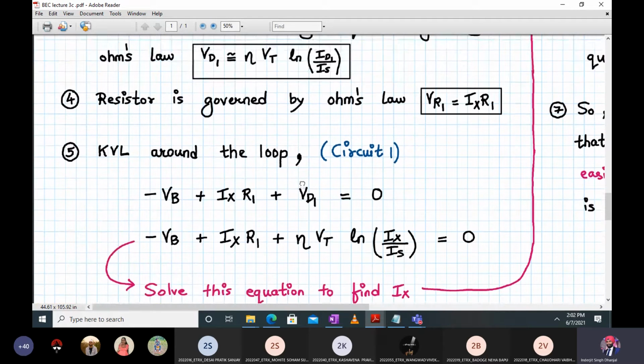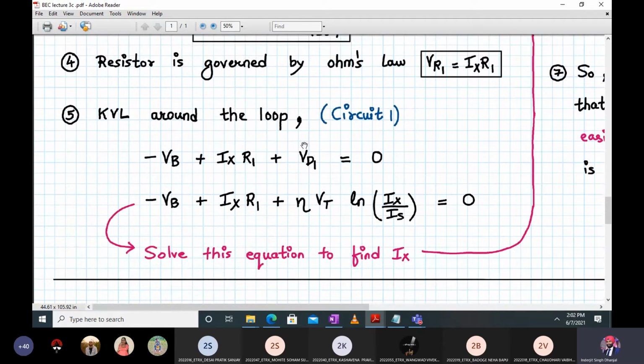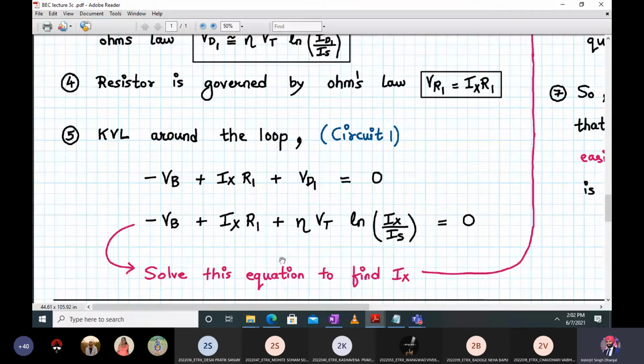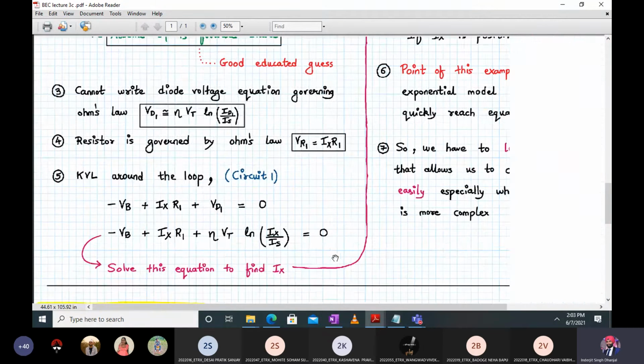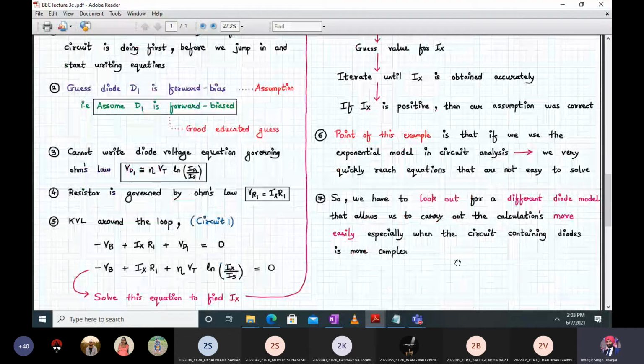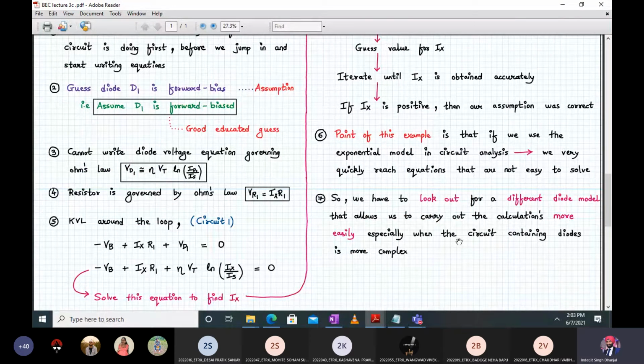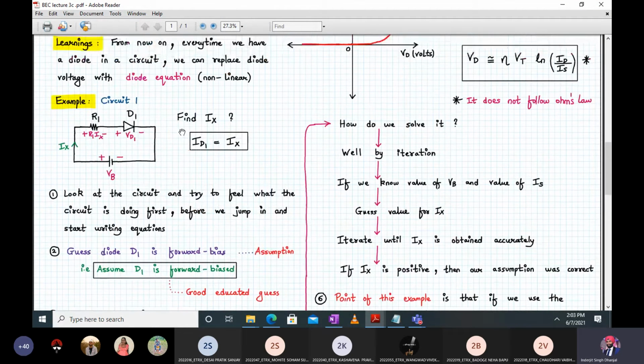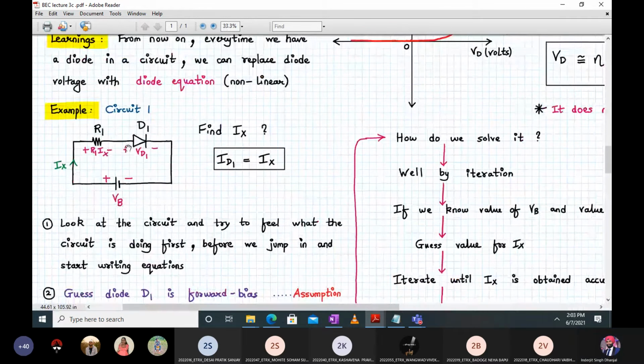The point of this example was that if we use the exponential model, whose diode voltage is given by this expression, we will quickly reach equations that are not easy to solve. Here it is, what I was saying; you can read about it. So we have to look for a different diode model that allows us to carry out the calculations in a much simpler manner for circuits including diodes, with diodes and resistors.